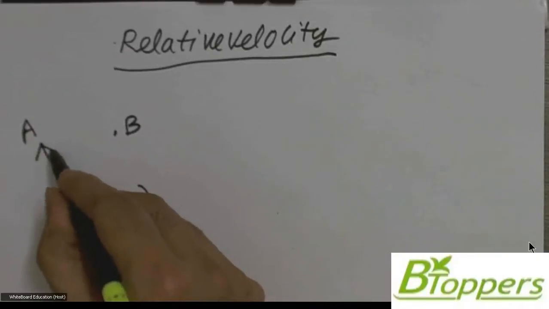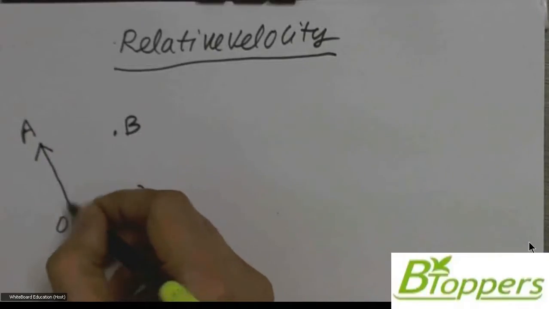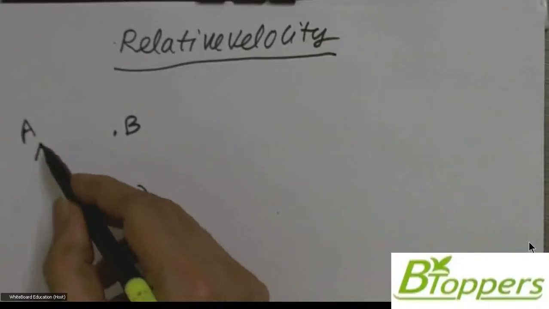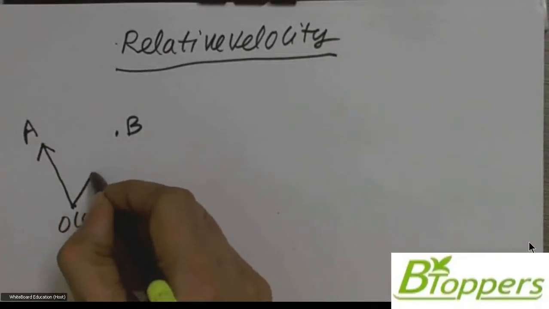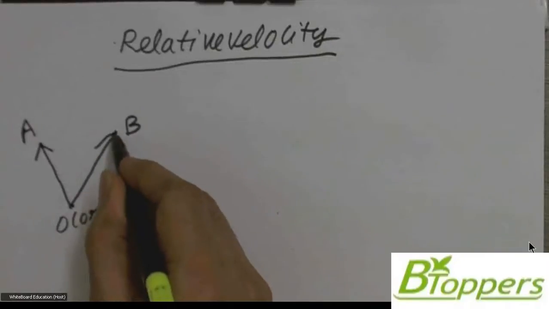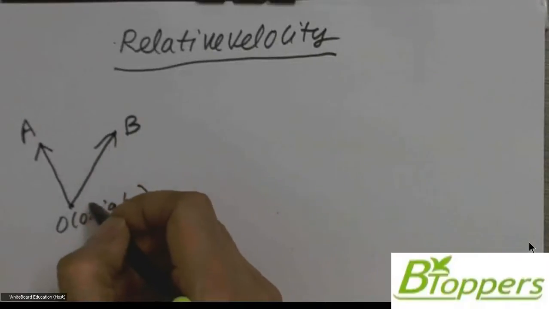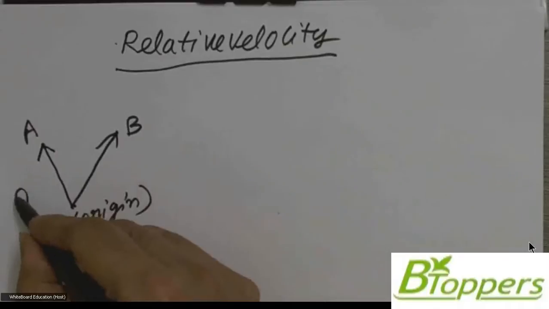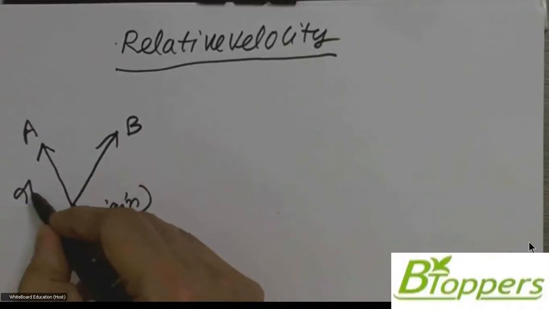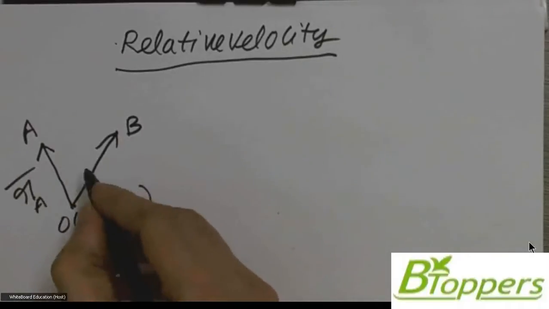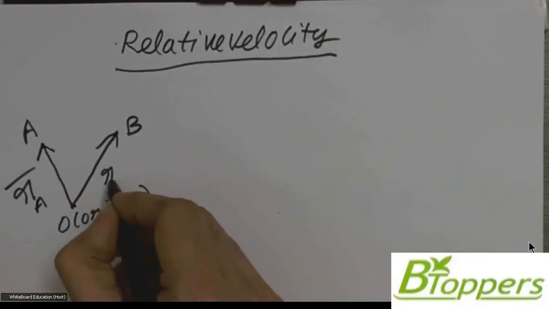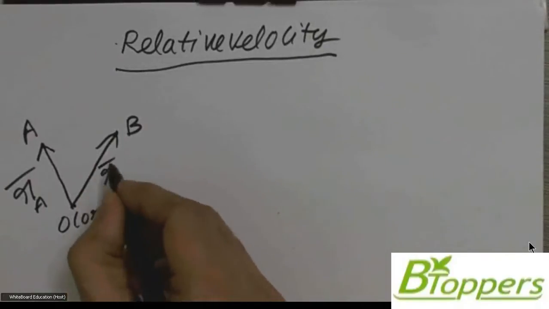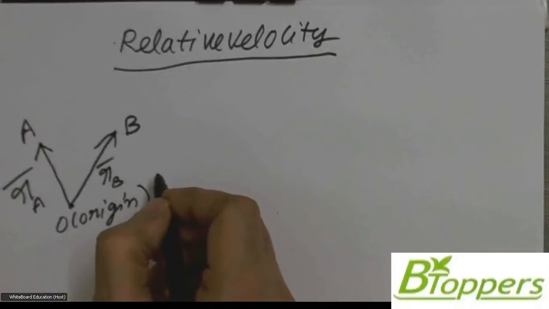So the direct line segment OA bar is called the position vector of the first particle A. The direct line segment OB bar is called the position vector of the second particle B. The position vector of the first particle A is denoted by RA bar. The position vector of the second particle B is denoted by RB bar.